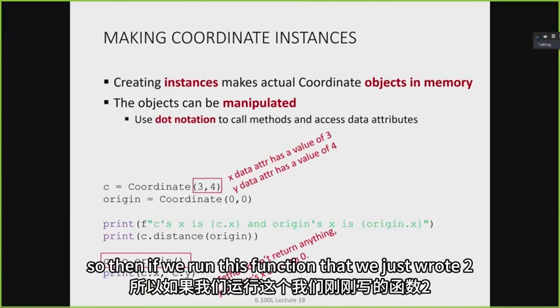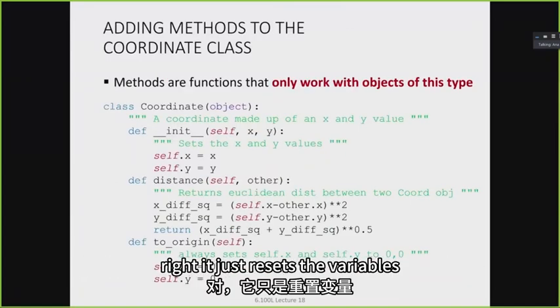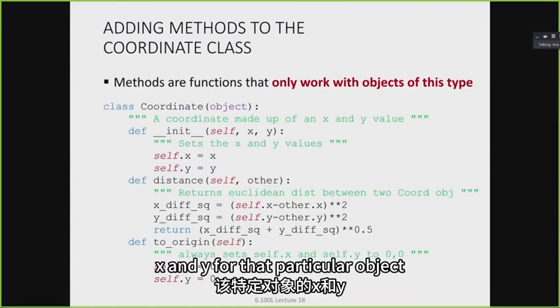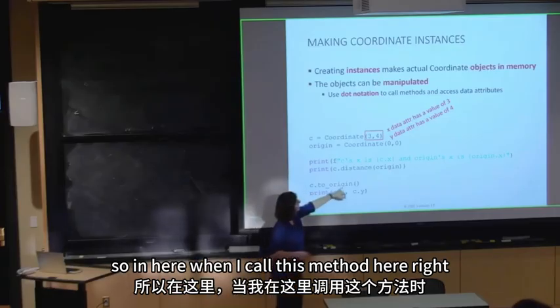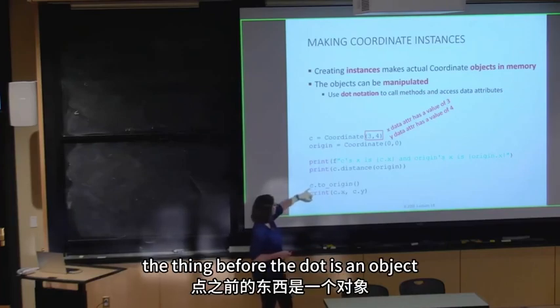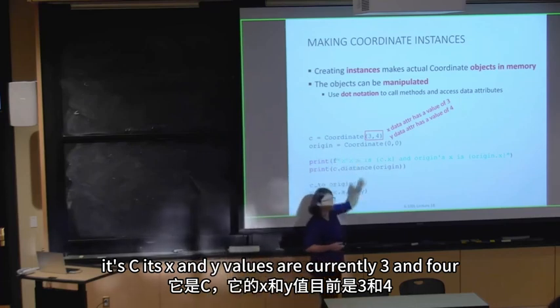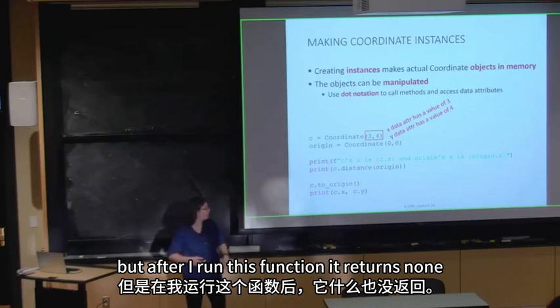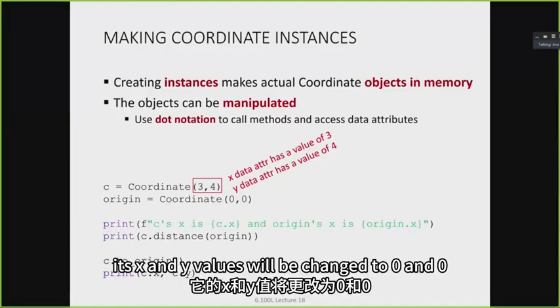Okay. So then, if we run this function that we just wrote, .toOrigin, this function, just to remind you, doesn't actually return anything, right? It just resets the variables x and y for that particular object back to 0. So when I call this method here, again, dot notation, the thing before the dot is an object, it's c. Its x and y values are currently 3 and 4. But after I run this function, it returns None, by the way, its x and y values will be changed to 0 and 0. Right?